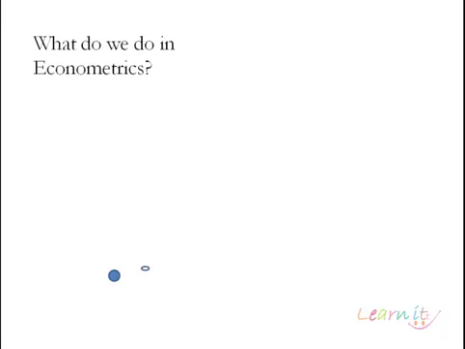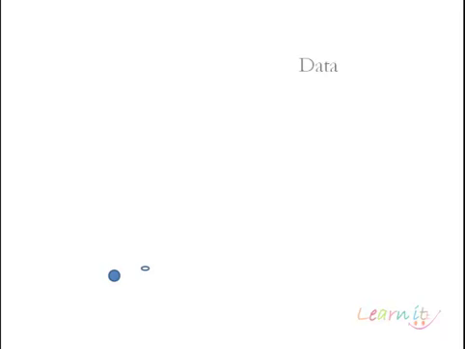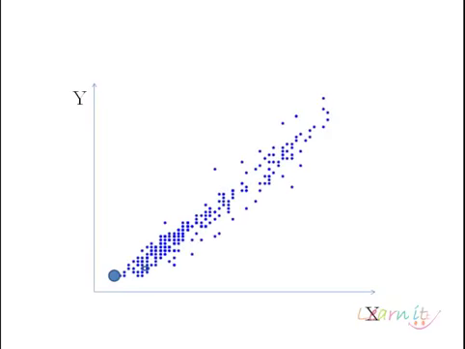Now, what do we do in econometrics? We have the data and we try to fit the best fitting line around this data. Suppose we have this data along with us. This data could be anything. Say, for example, X could be education and Y could be income. As you increase your education, your income increases.